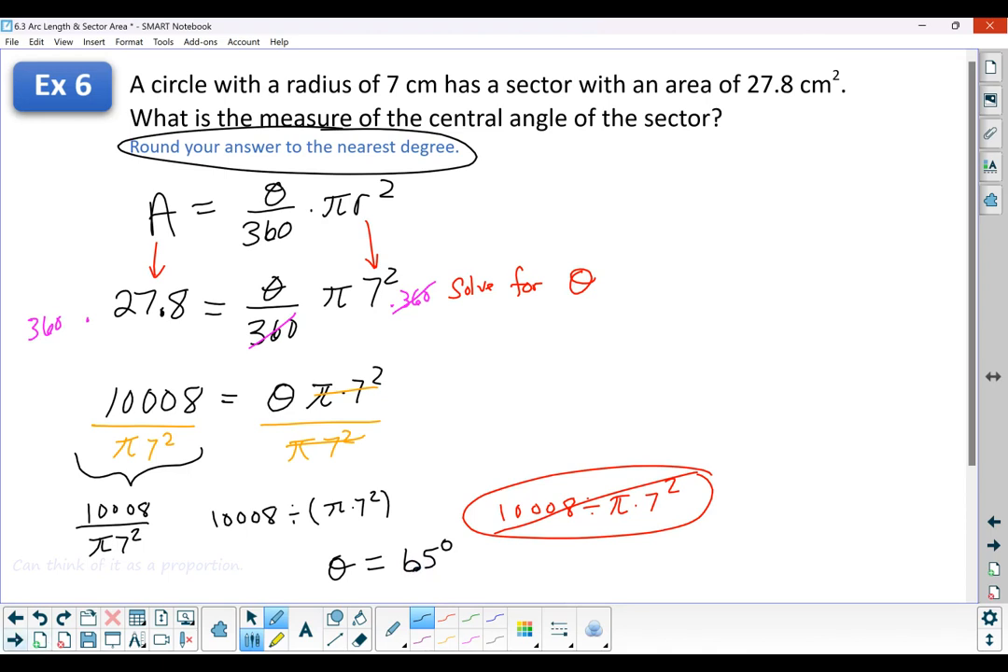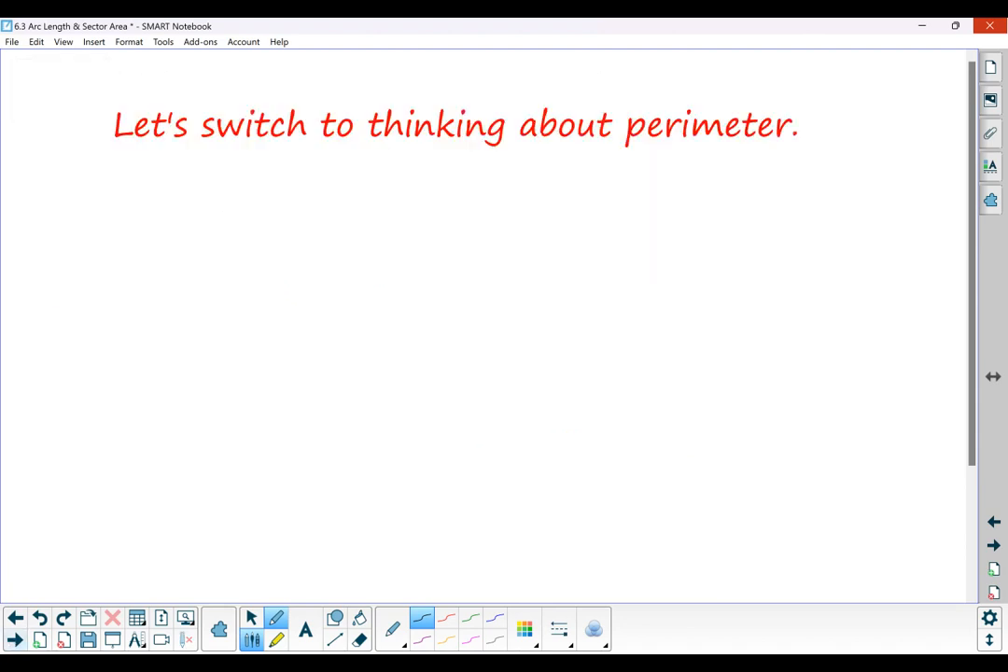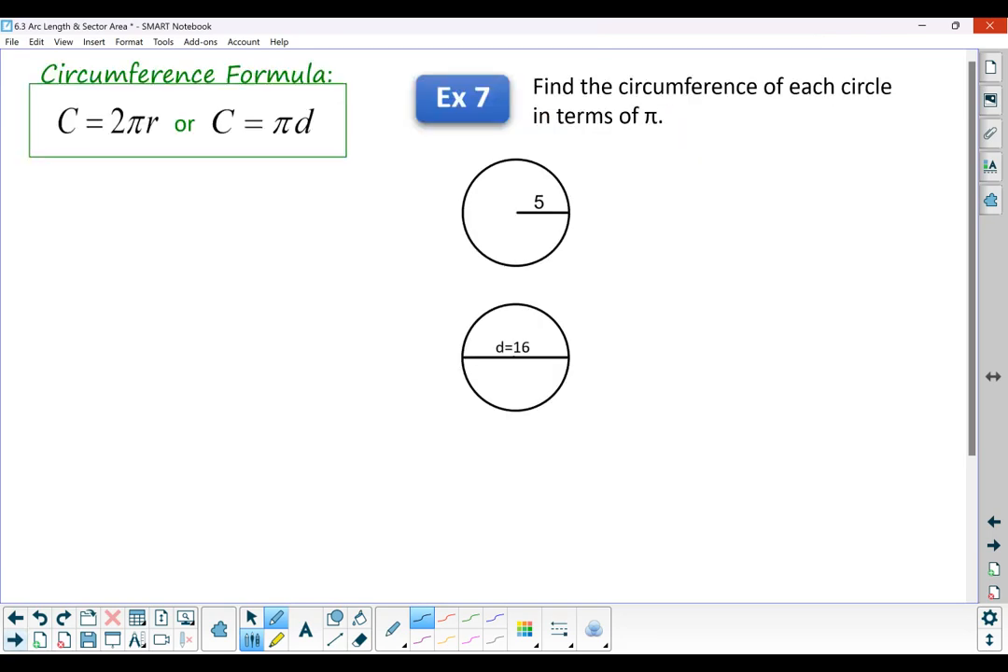Okay, that's a challenging problem, if clearing the denominator in that first step is a good strategy. All right, so that was all about area. So we have two purposes today: to talk about the area of a sector, which we've just completed, and then our second purpose is to talk about something called arc length.